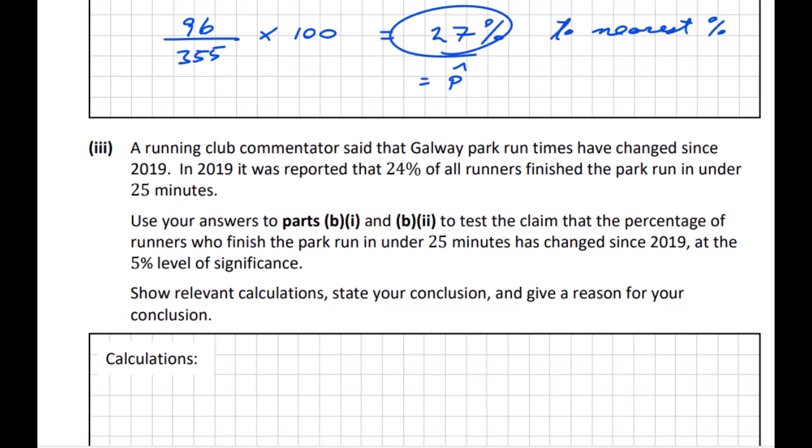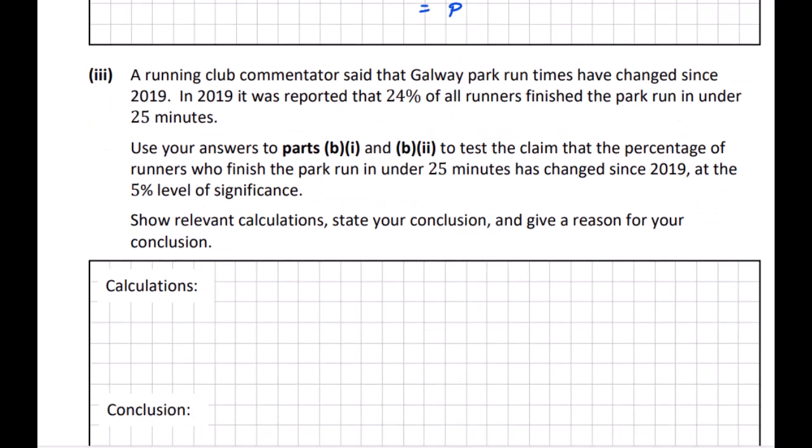Okay, so let's do the last bit here I think. A running club commentator said Galway Park Run times have changed since 2019. In 2019 it was reported that 24% of all runners finished the park run in under 25 minutes. Use your answers to part B1 and B2 to test the claim that the percentage of runners who finish the park run in under 25 minutes has changed since 2019 at a 5% level of significance. Show relevant calculations, state your conclusion and give a reason for your conclusion.